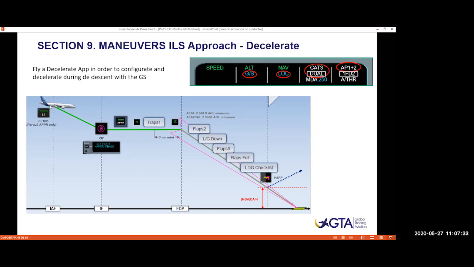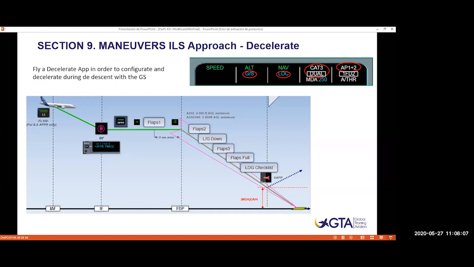We will see when we are already descending to this specific altitude, when we are going to at least flaps 1 and let the speed reduce. And here is my descent point. Here is my descent point, and during all of this time until we reach 1000, the speed is going to reduce and we configure the aircraft.